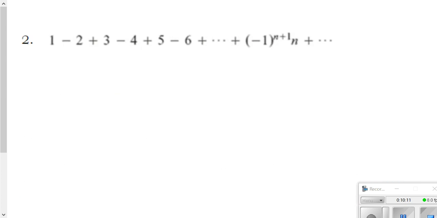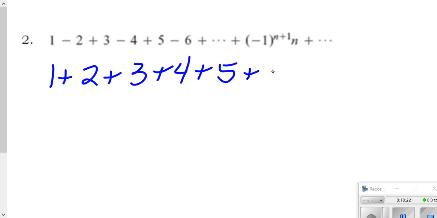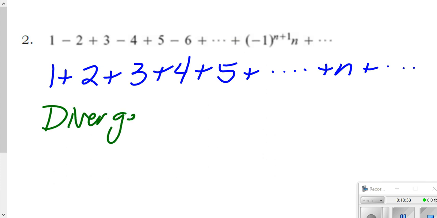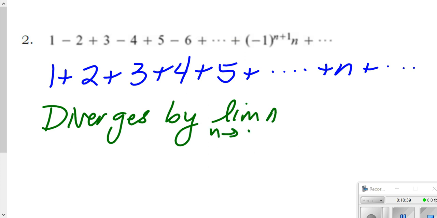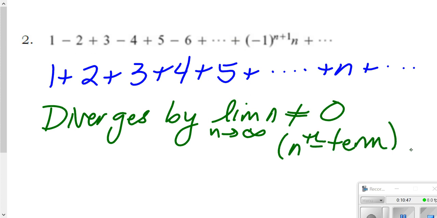All right, let's look at our next guy. It's an alternating series, so I want to think about the positive twin. The positive twin is just adding up consecutive integers, friends. Well, what do you know about that? The positive twin diverges by nth term test. Okay, so I know I don't have absolute convergence.